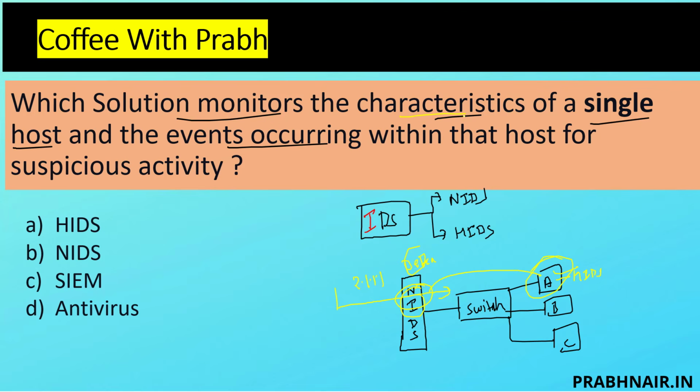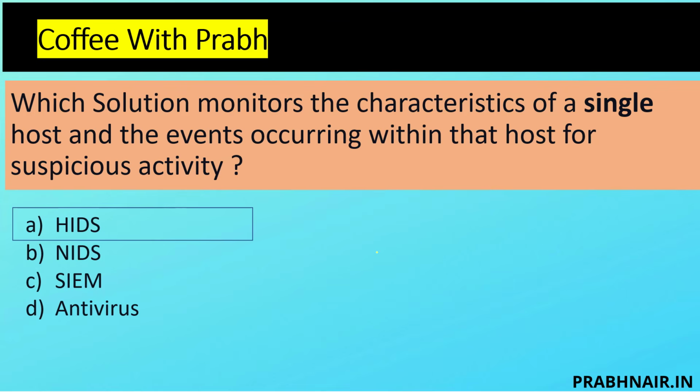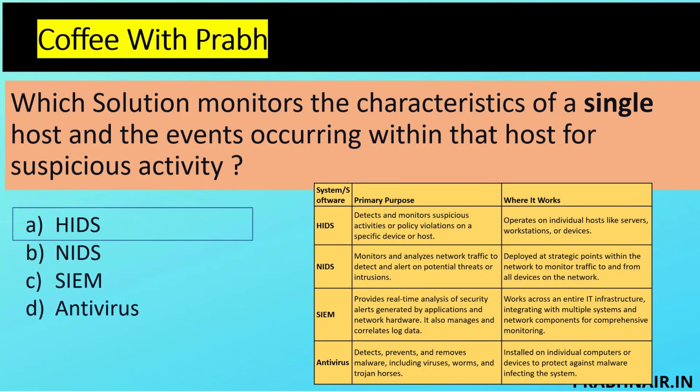So the question is talking about the characteristics of a single host and events occurring within that host. HIDS is used within the host, NIDS on the border network, SIEM is also used for network monitoring on the enterprise level, and antivirus is used to detect viruses. That is its only role. So in this case, the closest answer is HIDS, host-based intrusion detection system.